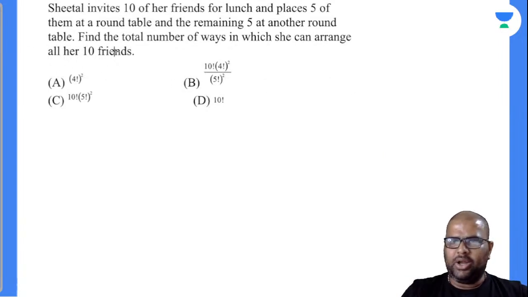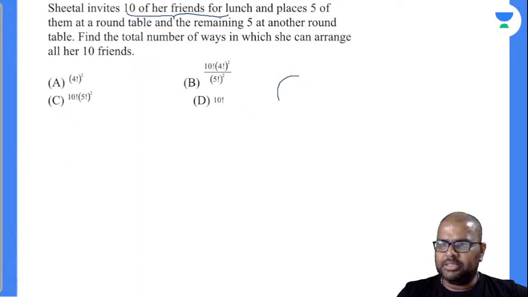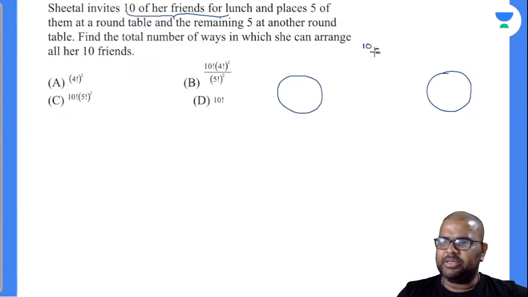Sheetal invites 10 of her friends for lunch and places 5 of them at a round table and the remaining 5 at another. So 2 round tables are there. This is 1 round table, this is 1 round table. Out of 10 members, she has selected 5 members and kept them at this table. So these 5 members can be arranged in 4 factorial ways, n minus 1 factorial. And the remaining 5 members will go to the other table and will be arranged in 4 factorial ways.